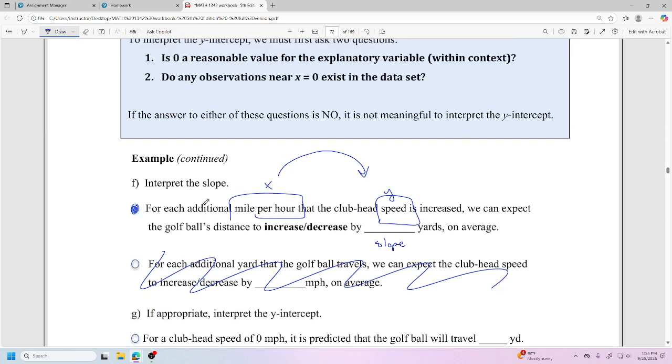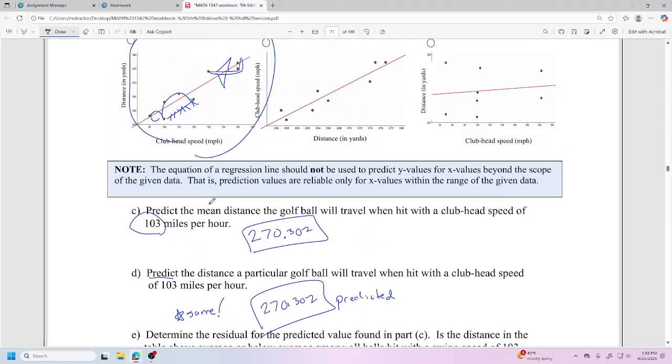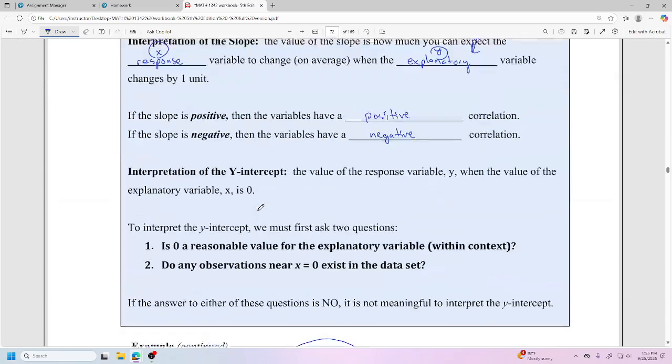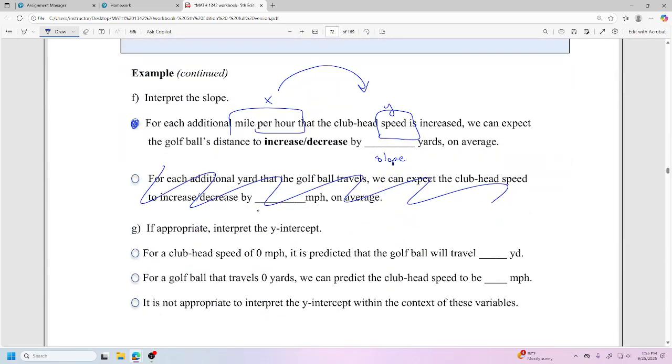So let me go back. Scroll, scroll. Looking at my answer here, what would be the slope? Which number is the slope? 3.16. Exactly. Here we go. So you're going to put in here 3.16, whatever kind of numbers they want, okay? And was that a positive or a negative? It was a positive, so we're going to do increase, positive. And that was it. That's all we're having to do.